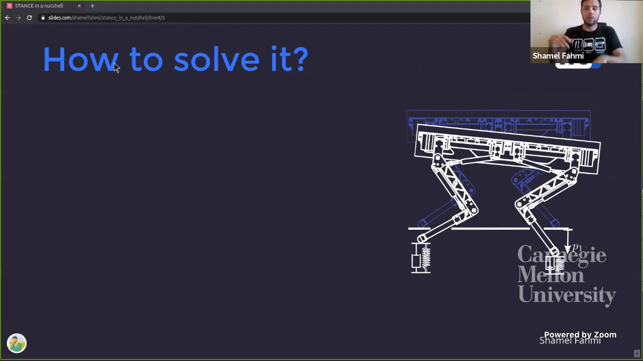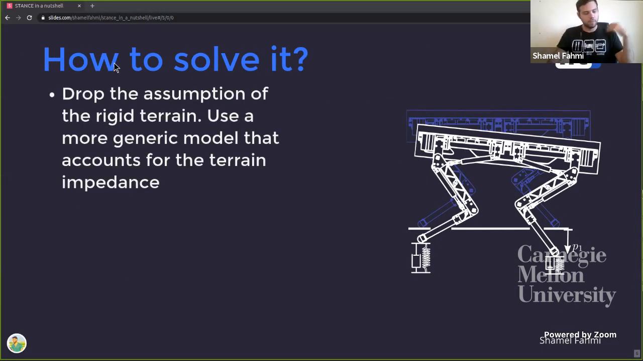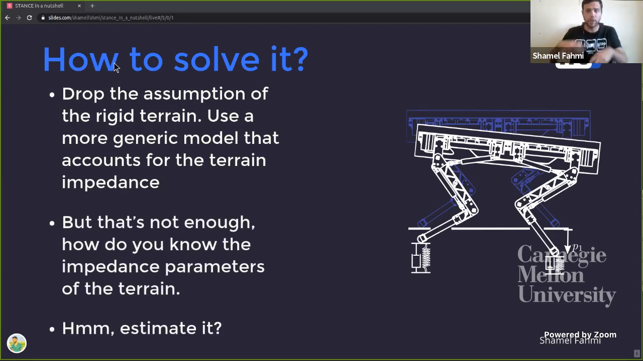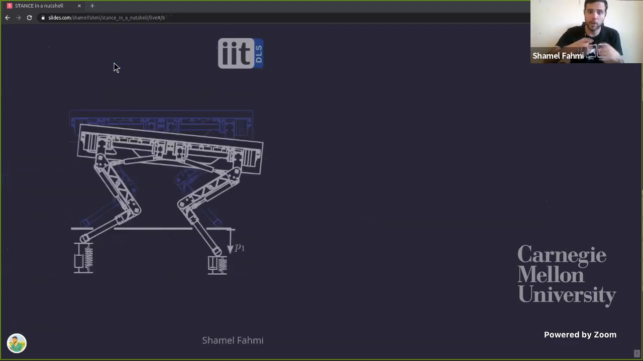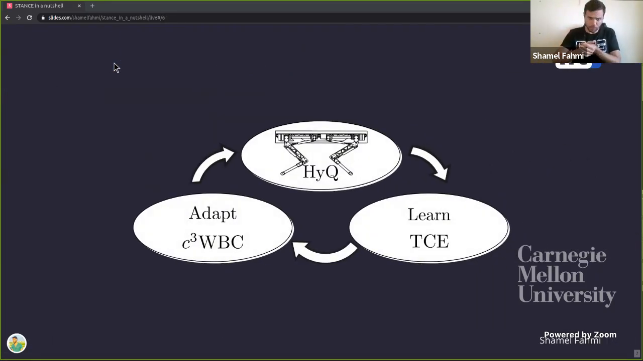All right, so how can we solve this problem? Well, the first obvious thing to do is not to assume a rigid terrain anymore. So drop the assumption of rigid terrain. You can use a more generic contact model that can account for different types of terrain. But for that, you need to estimate, to feel, which type of terrain you're walking over. And if we combine these two together, this is where our approach comes in.